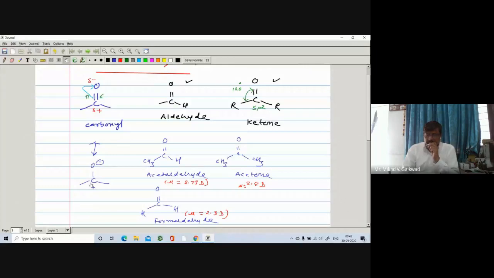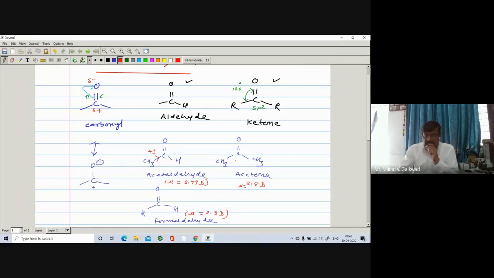If you take acetaldehyde, in acetaldehyde there is the presence of one R group, the methyl group, which exhibits a plus I effect. So the charge on this carbon will get decreased. Why? Because the methyl group exhibits plus I effect, so the positive charge on the carbon gets decreased. So less the positive charge, less is the reactivity.